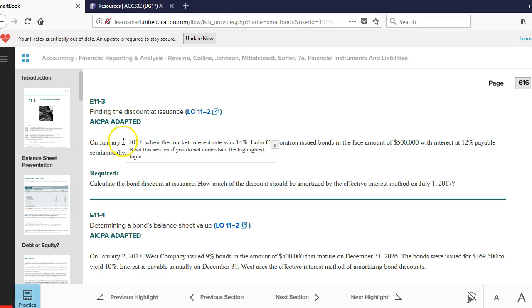That's literally 10 years away. Okay, so it says December 31, 2026. Well, it's 10 years between January 1 of 17 and December 31 of 2026. So we're kind of throwing us off the trail just a little bit with that. It says calculate the bond discount amount and how much of the bond should be amortized by the effective interest method by July 1 of 17. So basically 6 months after the original bond issue.